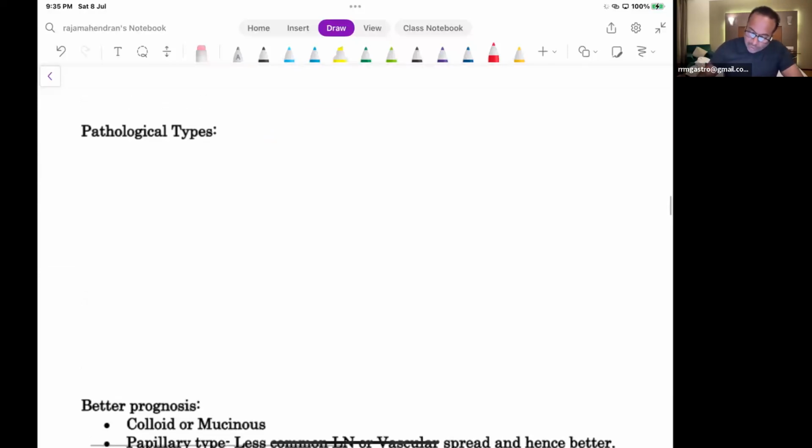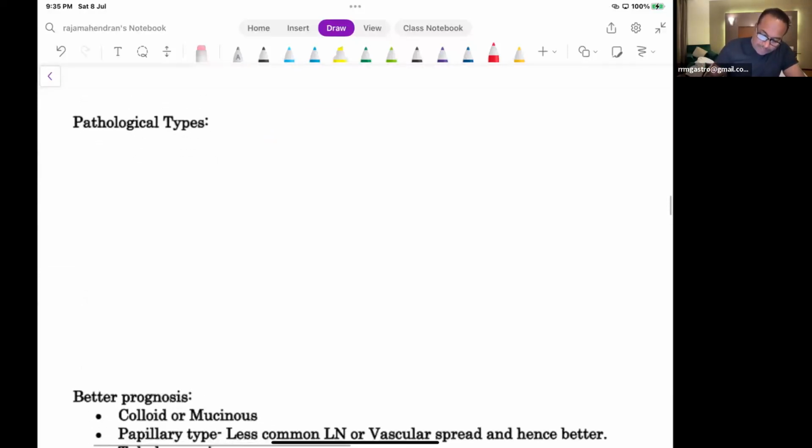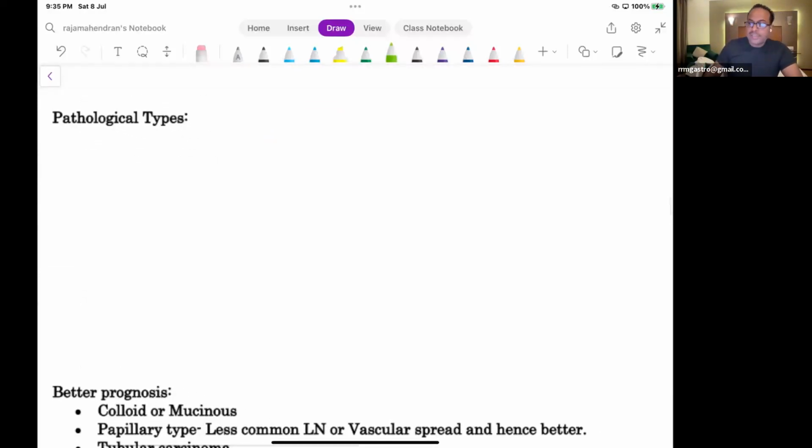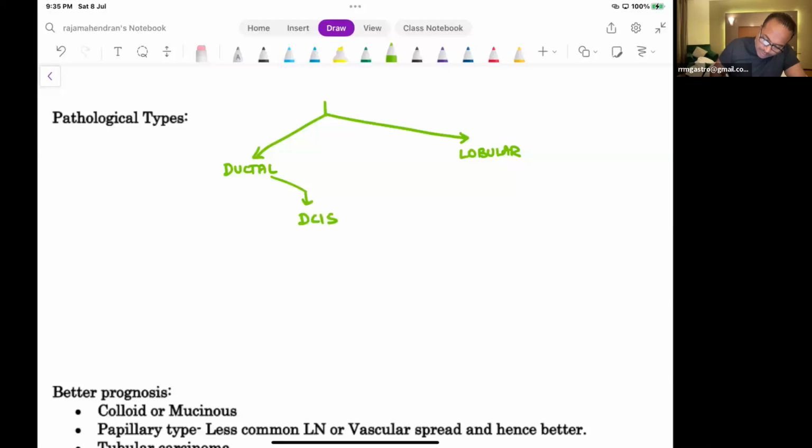So now let me tell you what all the pathological types of cancer are. This is not from Bailey, this is from Robbins. There are two types of cancers: one is ductal cancer and another is lobular cancer. These can be further divided into ductal cancer in situ and ductal cancer invasive.